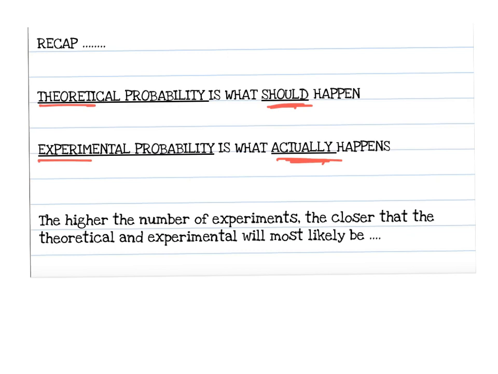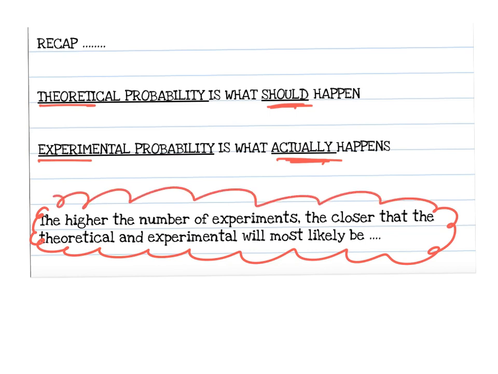Right? If I roll a dice once and I don't get the number I'm looking for, well, that makes sense because I had a 1 in 6 chance. If I roll my dice 100 times, it's more likely that those numbers will align. So this is really important to understand. The more often you do an experiment, the closer the results should be.